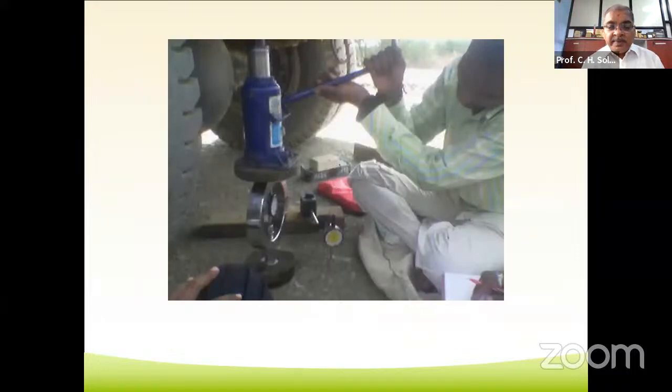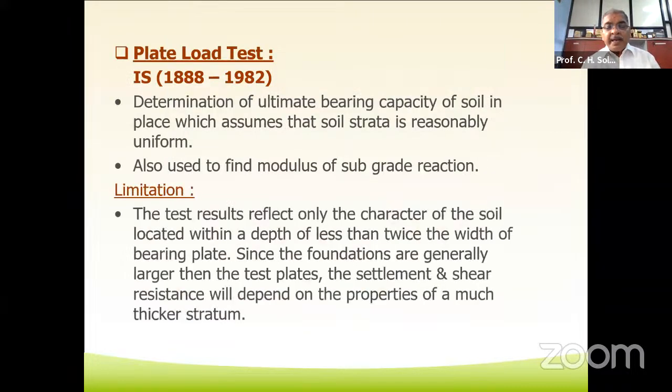This is the performance of the test. Plate load test, as mentioned earlier, is used for determination of the ultimate bearing capacity of the soil, assuming that the soil strata is reasonably uniform, and also to find the modulus of subgrade reaction. The test results reflect only the character of the soil located within a depth of less than twice the width of the bearing plate.